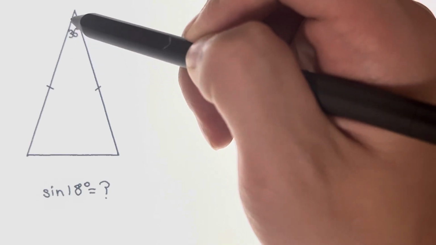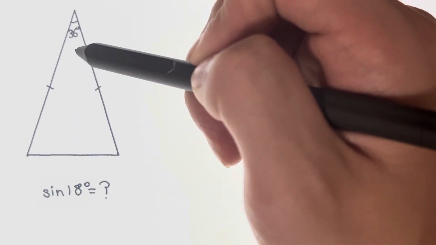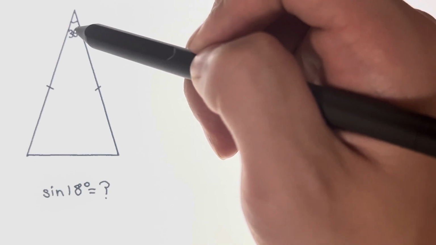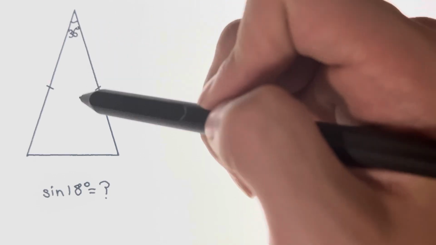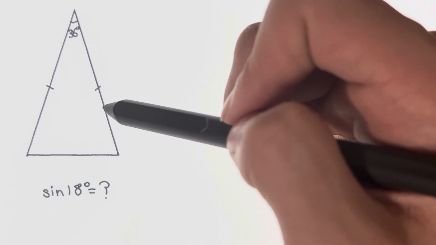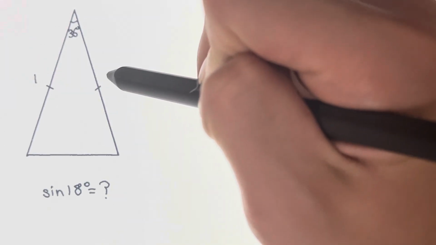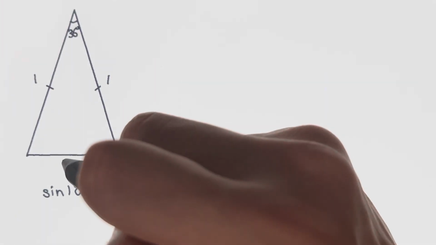And we know that by the three-and-one line, the altitude is going to be the angle bisector. So we'll form two right triangles with 18 degrees as one of the angles. But to find the sine value, we need the side lengths. First of all, since sine is just a ratio, we can set these two sides as 1. And we can set this side as x.